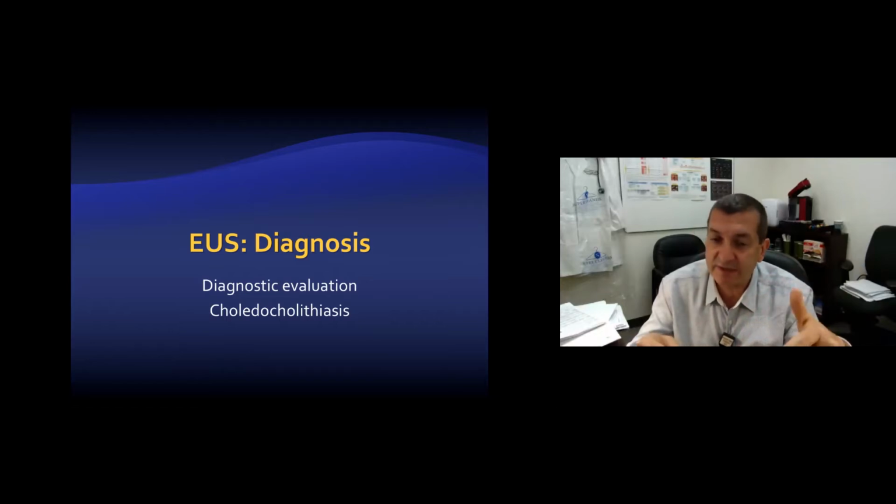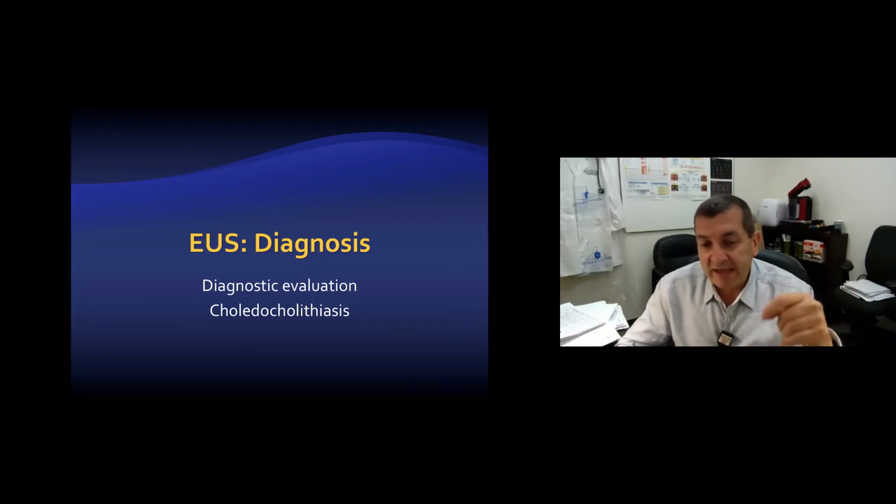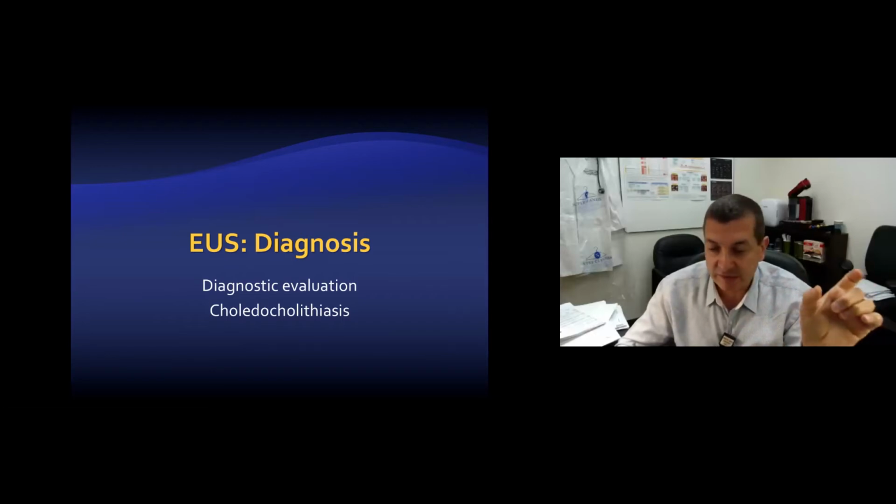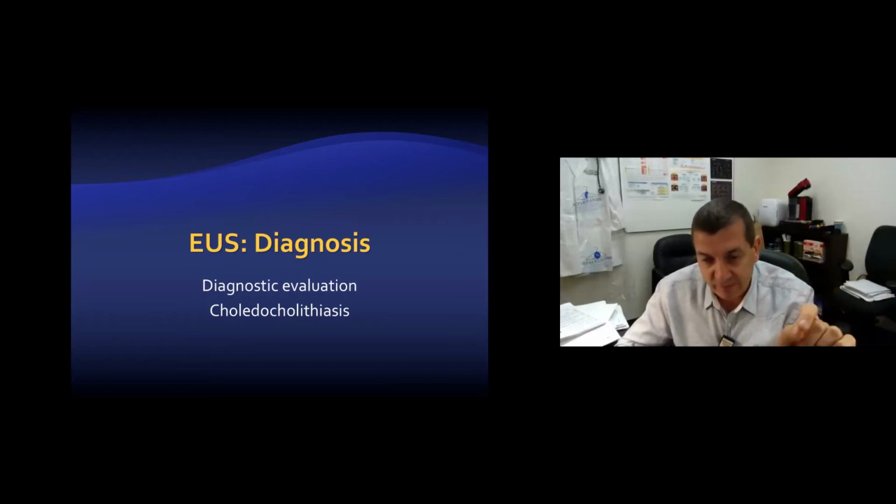Where EUS has an edge is in the distal common bile duct and in small stones. So if you have a high suspicion for a distal common bile duct stone and MRCP is negative, and you still have a suspicion that there is an obstructing stone, then you have to go for EUS. If you don't want to do ERCP right away, a lot of the time, you guys see us schedule patients for EUS/ERCP specifically for that reason.